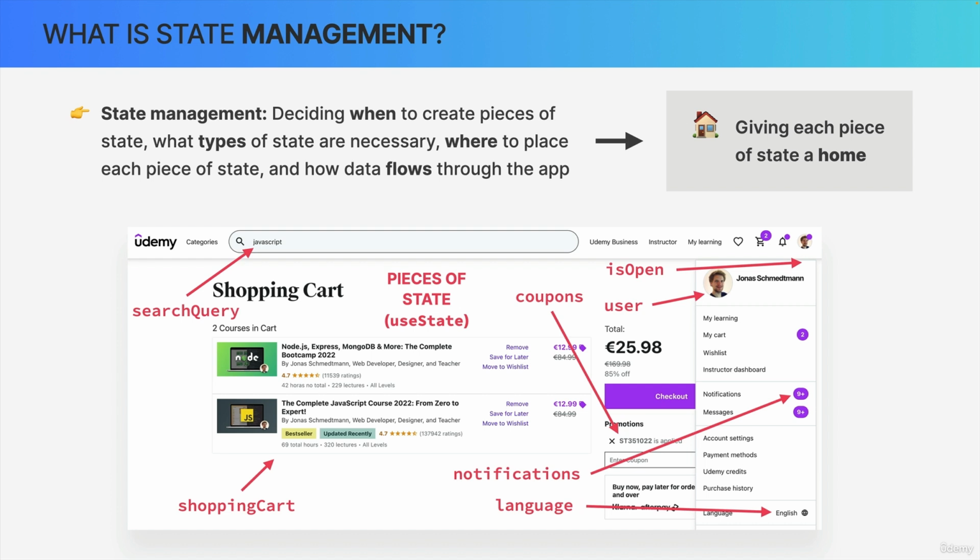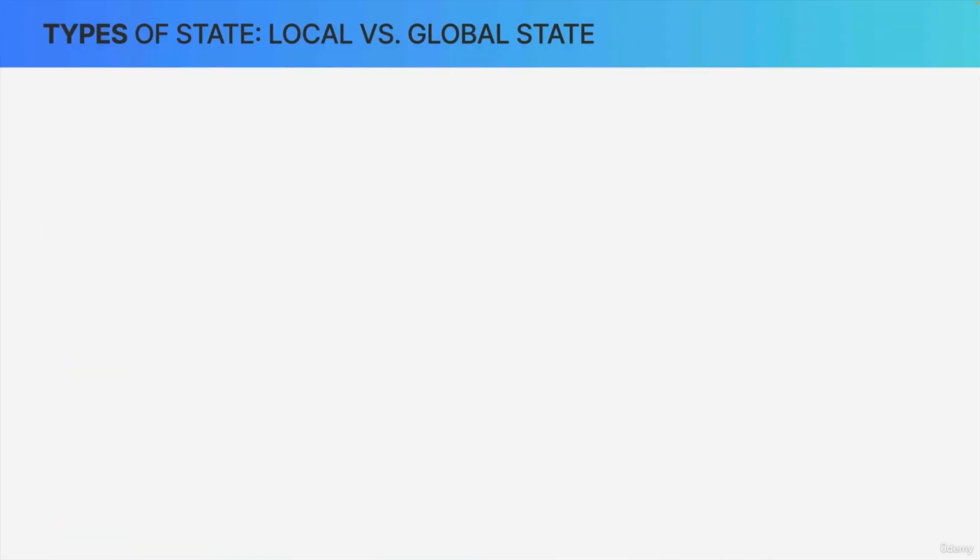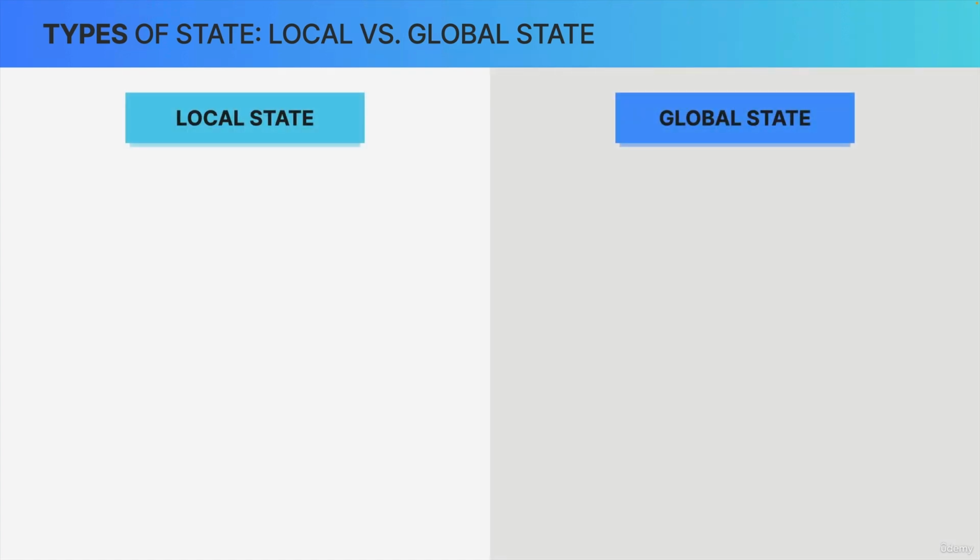But as an application grows, the need to find the right home for each piece of state starts to become really important, no matter if that home is the component where we first need that state, some parent component, or even global state. And speaking of global state, let's actually analyze the difference between the big two types of state that exist in React: global state and local state.